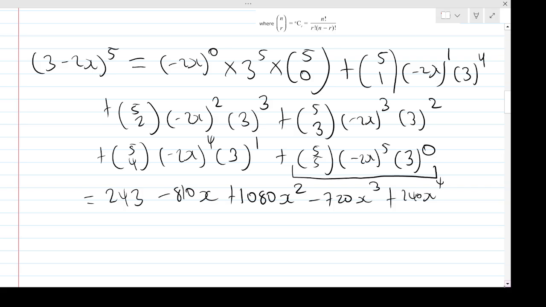we have this term. 5 choose 5 firstly is 1, then we have minus 2 to the 5 is minus 32, and then 3 to the 0 is just 1, because anything to the power 0 is 1, so overall we've got minus 32x to the 5, and there we are, that's our expansion.